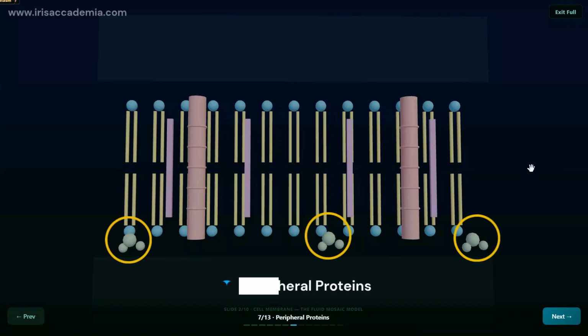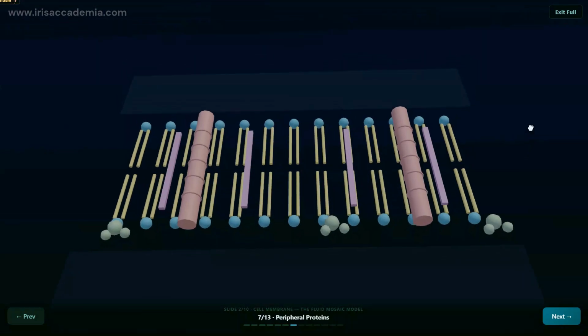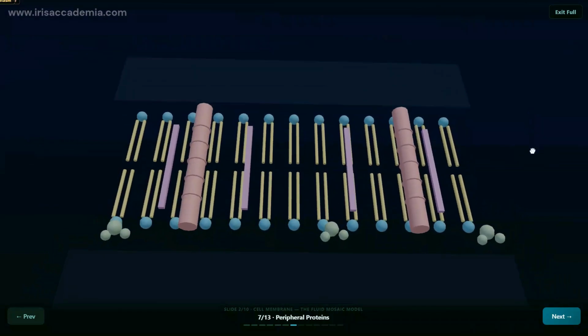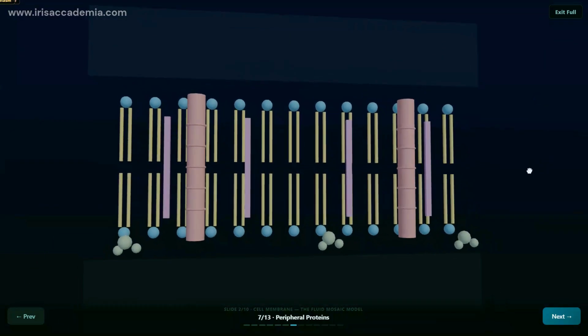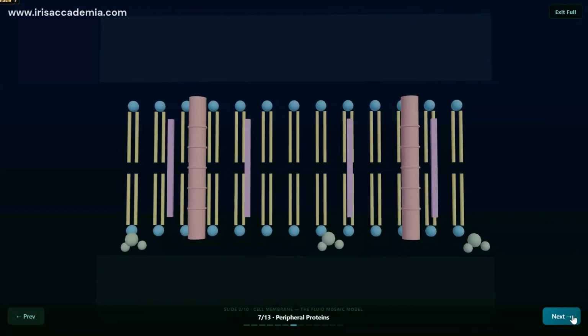Peripheral proteins, shown in green, are loosely attached to the surface of the membrane. Unlike integral proteins, they do not pass through the bilayer. Instead, they sit on either the inner or outer surface. They function as enzymes, cytoskeletal anchors, and signaling molecules, helping the cell maintain structure and communicate internally.